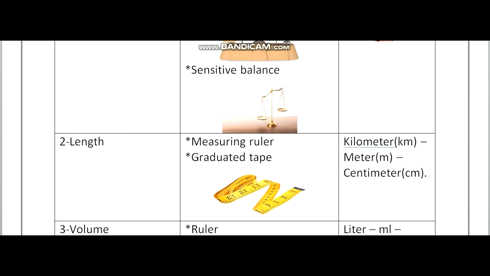Okay, so I have 3 units to measure the length. Number 1 is kilometer to measure the very large lengths. Number 2 is meter to measure the large lengths like door, like table. Number 3 is centimeter to measure the small lengths like book and like pen and like phone.